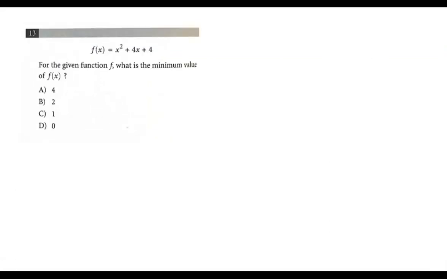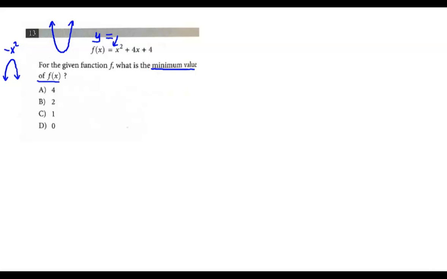All right, number 13, this is a function notation, f of x. Remember, f of x really just means y. So don't get hung up on the f of x. So y equals x squared plus 4x plus 4. So I know this is going to be a quadratic. It's going to be something that looks like this. Because there's a positive number in front of x squared, I know it's going to open up. If it started off as negative x squared, I would know that it opens down. But this problem, it opens up and it says, for the given function f, what is the minimum value? What is the lowest value of y, or of f of x?